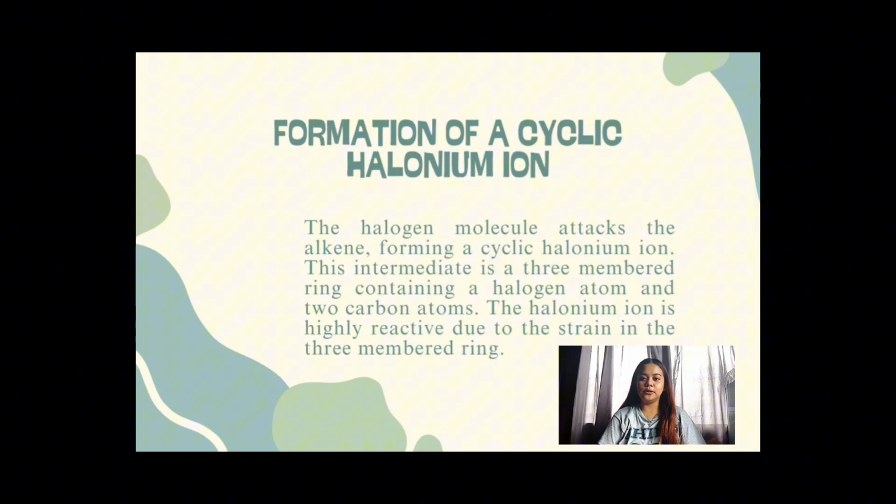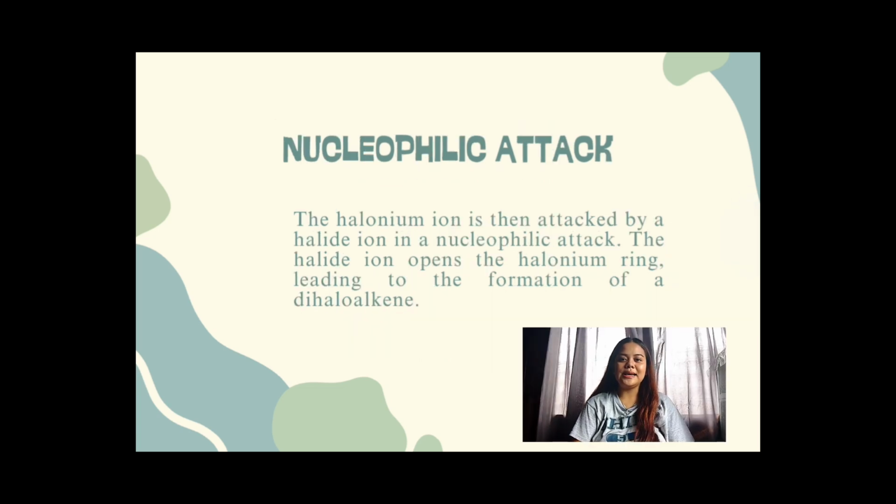The halogen molecule attacks the alkene, forming a cyclic halonium ion. This intermediate is a three-membered ring containing a halogen atom and two carbon atoms. The halonium ion is highly reactive due to the strain in the three-membered ring. The halonium ion is then attacked by a halide ion from the halogen molecule in a nucleophilic attack. The halide ion opens the halonium ring, leading to the formation of a dihaloalkane.